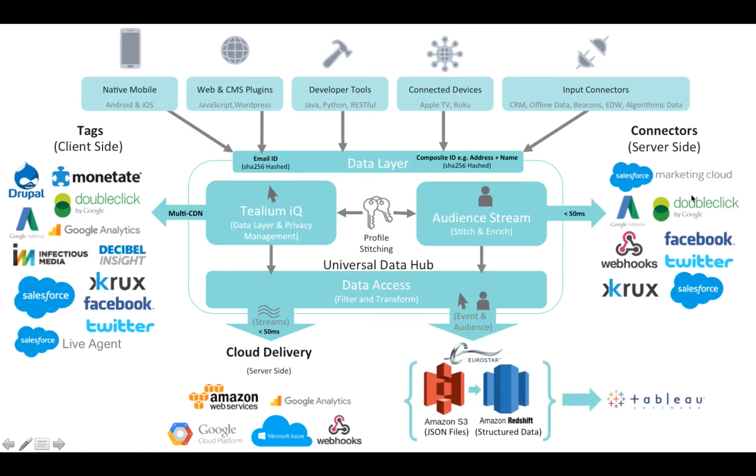In addition, we can output all the event and audience data to Amazon S3, and then Eurostar can copy that to their own Amazon S3 instance and then output that to Redshift as structured data. As a result, you have all of that really rich data within Tableau.